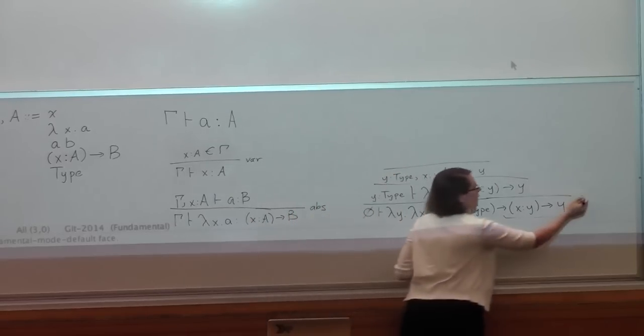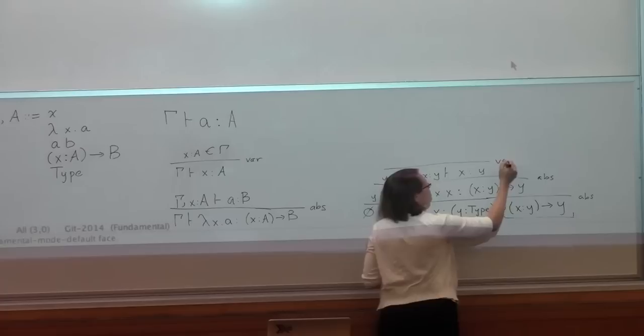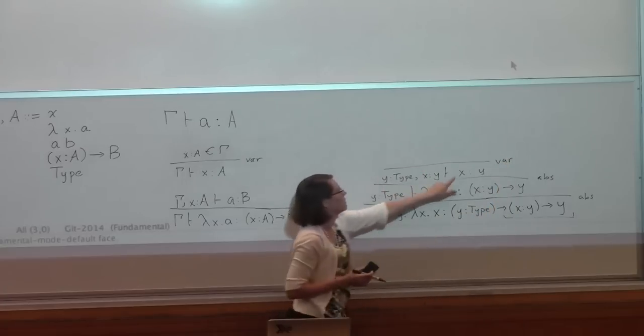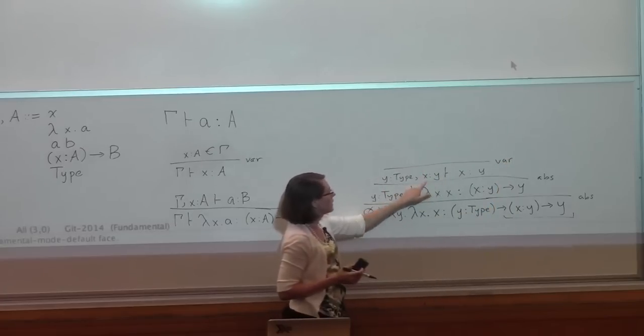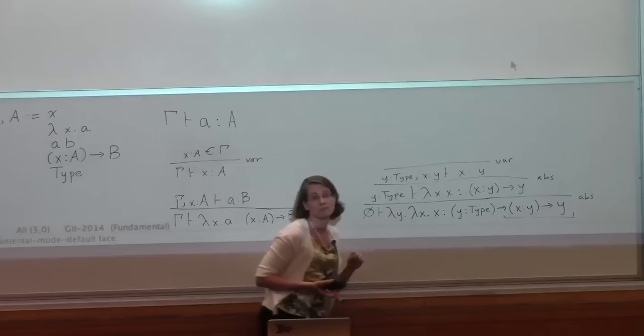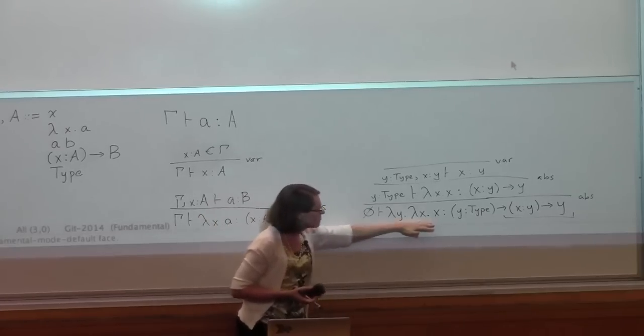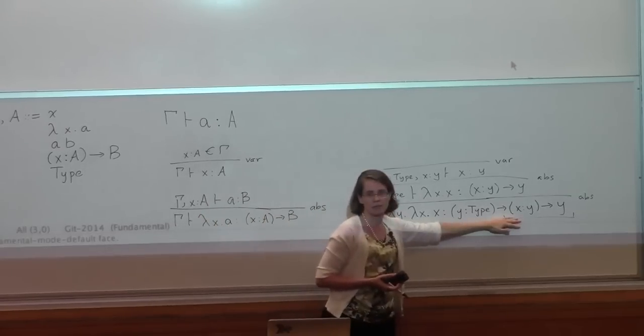So here we use the abs rule. Here we use the abs rule. Here we're going to use the variable rule. We have a variable, and our context has an assumption about the type of the variable, but that's satisfied. And so we're done. We have a proof that this program has that type.